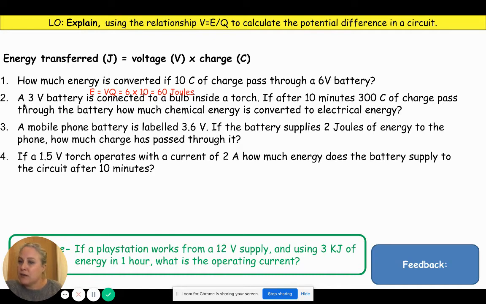Okay, question 2. A 3-volt battery is connected to a bulb inside a torch. If after 10 minutes, 300 coulombs of charge pass through the battery, how much chemical energy is converted to electrical energy? So we've got here the potential difference, a 3-volt battery.